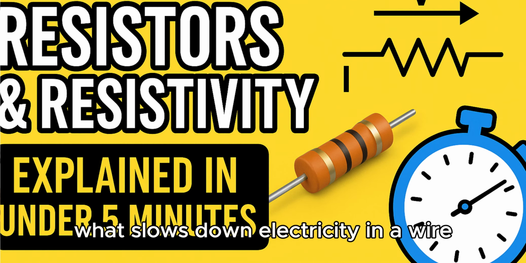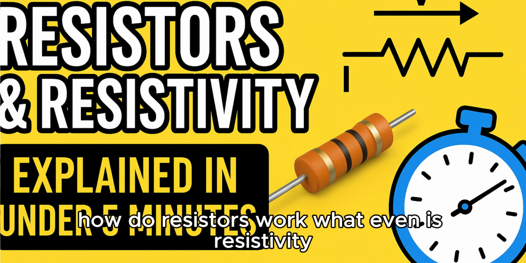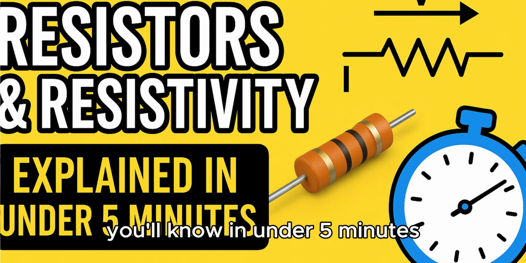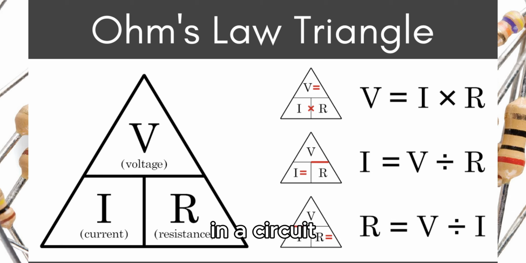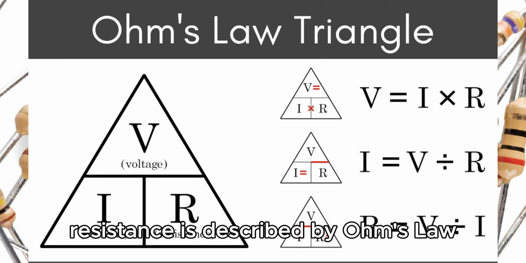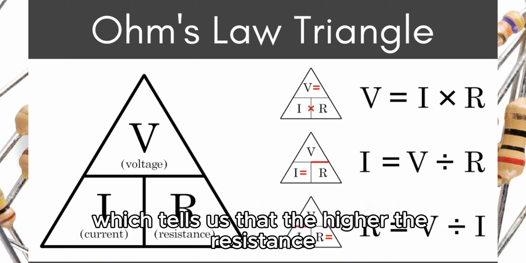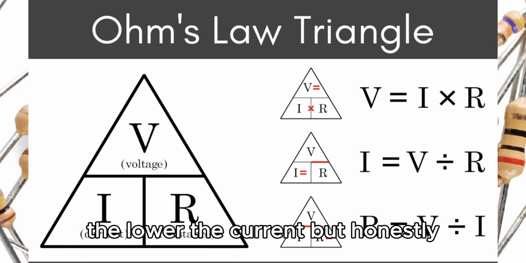What slows down electricity in a wire? How do resistors work? What even is resistivity? You'll know in under 5 minutes. A resistor is a component that limits electric current in a circuit. Resistance is described by Ohm's law, which tells us that the higher the resistance, the lower the current.